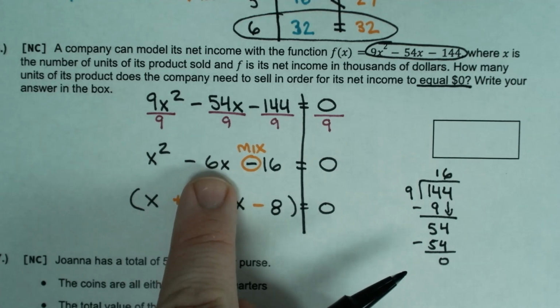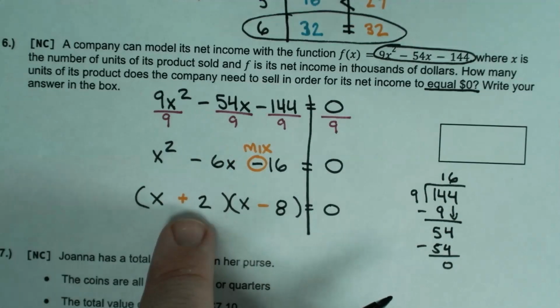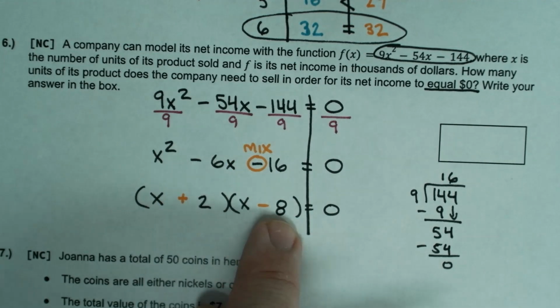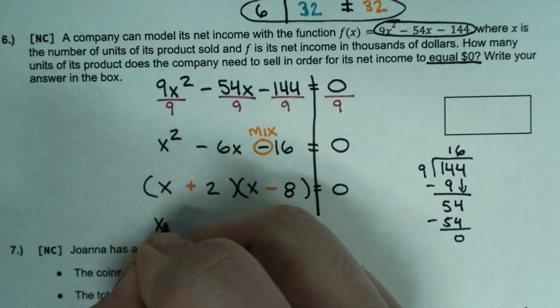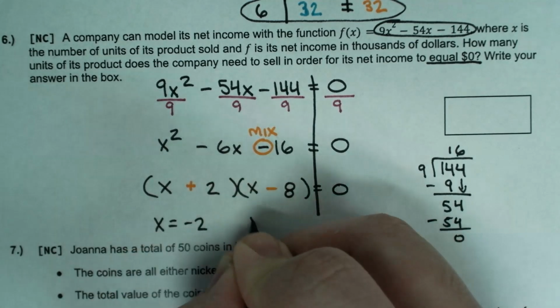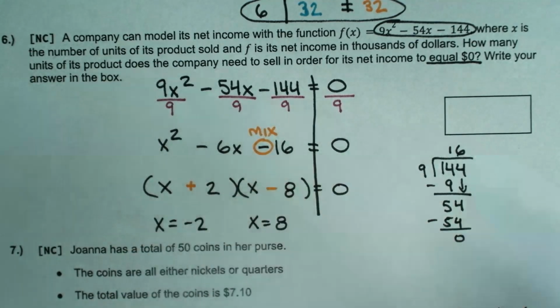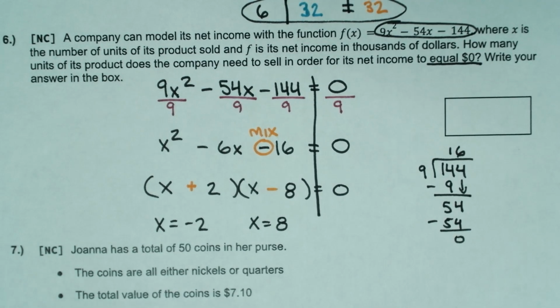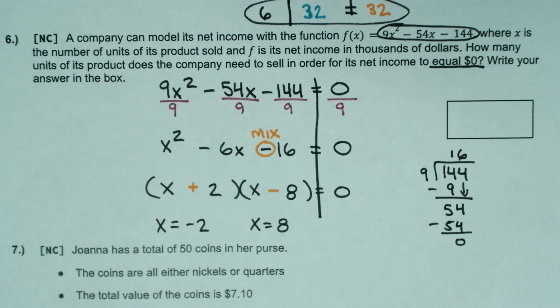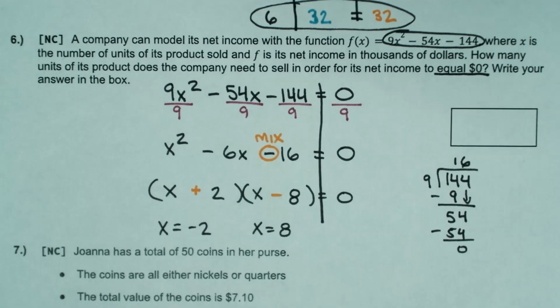We're almost done. When you've got factors of x plus 2 and x minus 8, the solutions you get are the opposites. You get x equals negative 2 and x equals 8. So which answer is correct? Negative 8. Negative 2. Why is it 8?